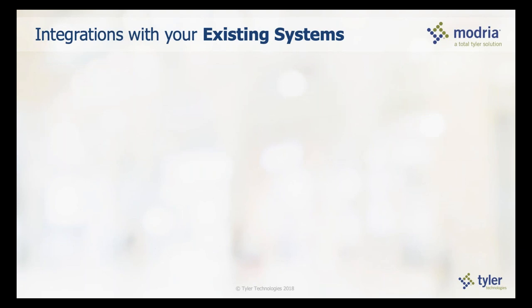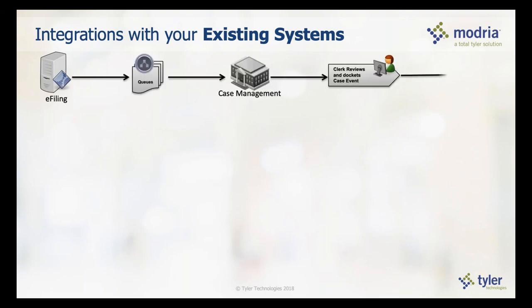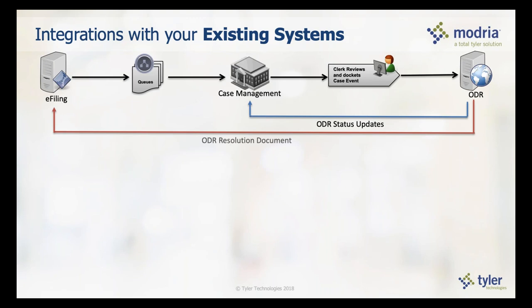So the next thing to think about is your integrations and how that may work. First, I'm going to talk through your current process, and this should mimic most jurisdictions' ecosystem. Right here, we're starting with e-filing. It would go into some kind of queue process for people to review. Once that happens, it would go to the case management system. And then once it gets to the clerk and is starting to be worked, that is when we could get to the point of being able to put it to an ODR system.